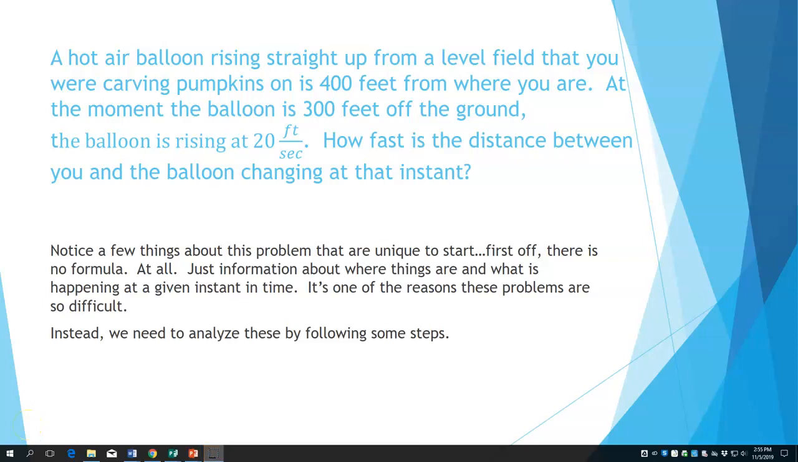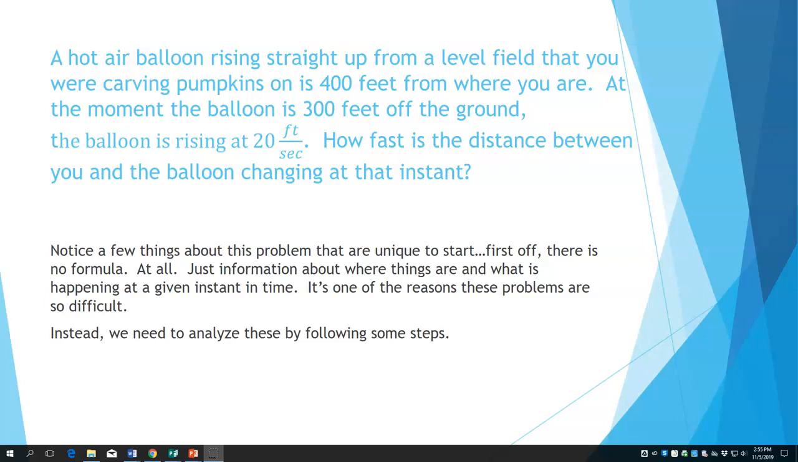Okay, so to solve these related rates problems, now that we've looked at what we need to talk about, we're going to go through an example. Let's say we had this example: a hot air balloon rising straight up from a level field that you were carving pumpkins on is 400 feet from where you are. That's talking about from the launch point of the balloon. At the moment the balloon is 300 feet off the ground, the balloon is rising at 20 feet per second. How fast is the distance between you and the balloon changing at that instant?